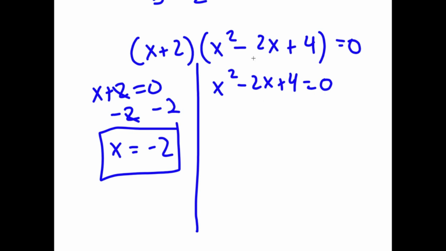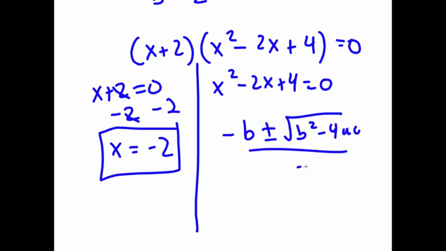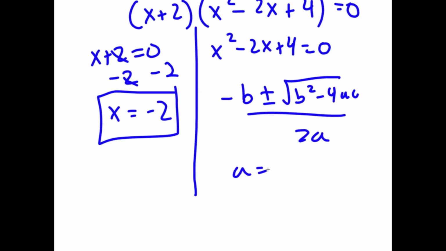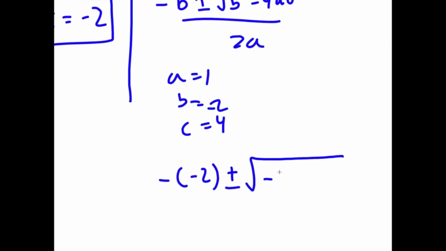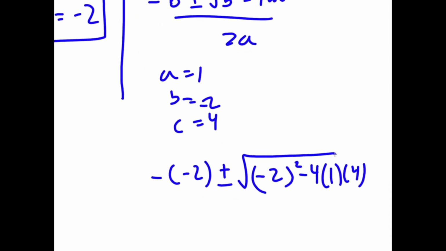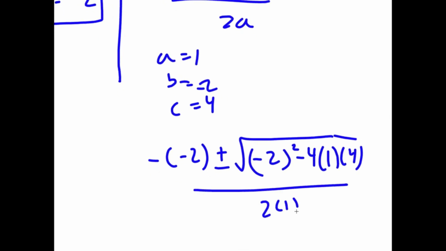Now, to solve x squared minus 2x plus 4, I can do this in two ways. So my first method is the quadratic formula, which is negative b plus or minus the square root of b squared minus 4ac all over 2a. So in this case, a is 1, b is negative 2, and c is 4. So I have negative and negative 2 plus or minus the square root of negative 2 squared minus 4 times 1 times 4, all over 2a.